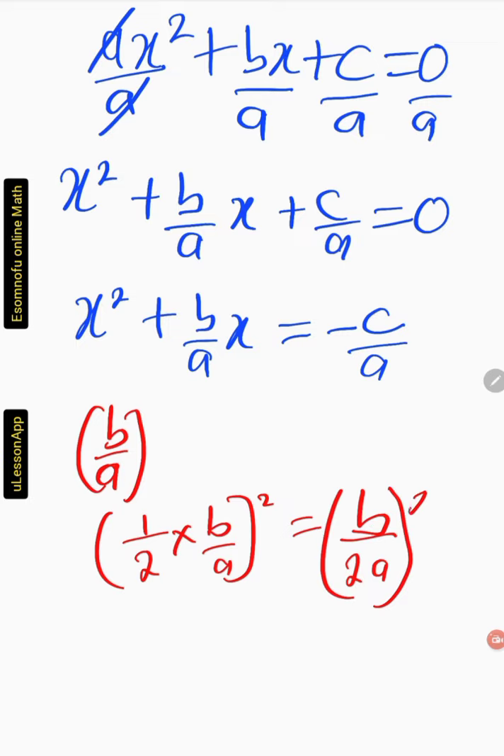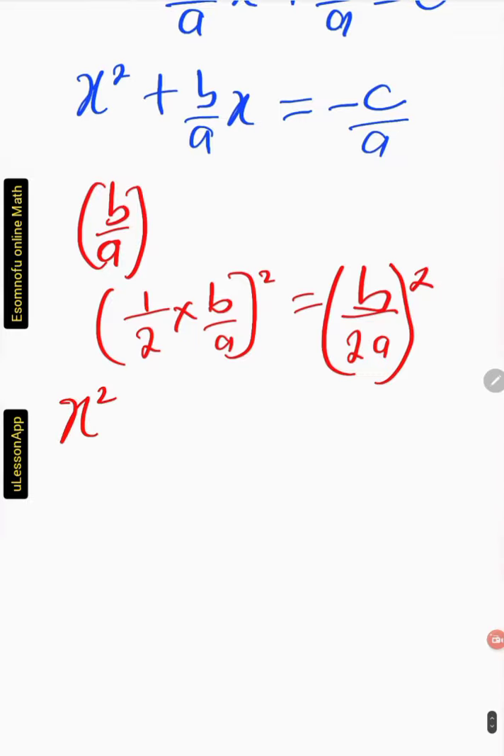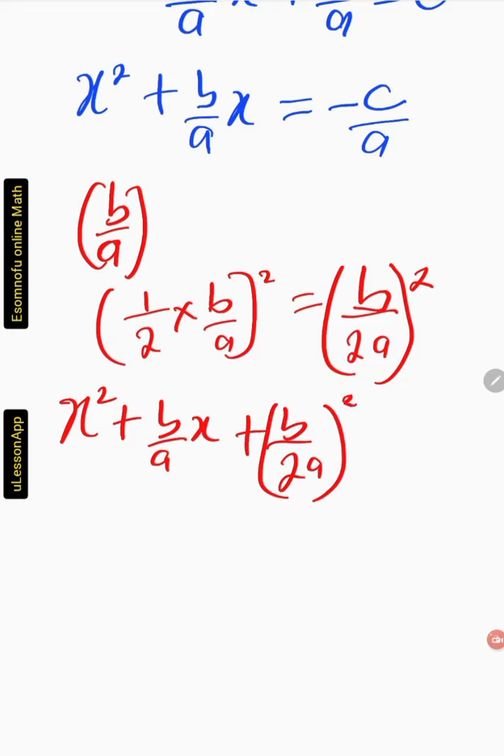So we shall be adding b over 2a all squared to both sides, because in any equation, whatever you add to both sides keeps it balanced. It cannot change its value. So from x squared plus b over a x, we shall add plus b all over 2a all squared. Because we added to the left, we shall still add to the right. To the right we have minus c over a, then we shall add b over 2a all squared also. So that at this particular point it is easy to complete this.